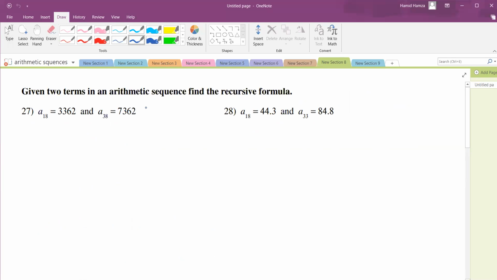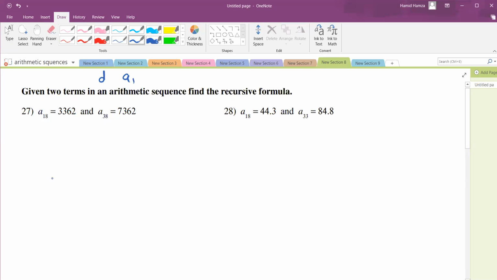In this one, we will cover a new point. Given two terms in an arithmetic sequence, find the recursive formula. So to find the recursive formula, we need to know what is the first term and what is the common difference. They are the very important numbers in any arithmetic sequence. To solve any question concerning the arithmetic sequence, you must know what is D and what is A1. Okay, so I gave you A18 and A38.